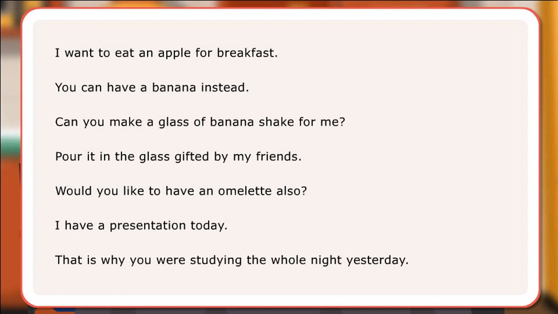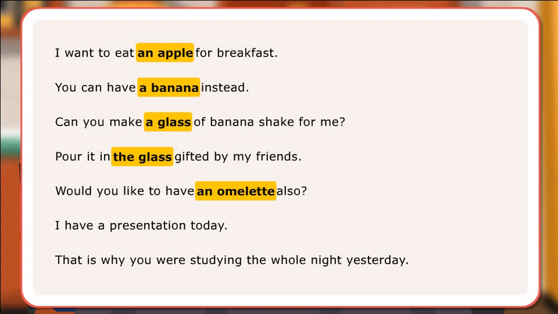I want to eat an apple for breakfast. You can have a banana instead. Can you make a glass of banana shake for me? Pour it in the glass gifted by my friends. Would you like to have an omelette also? I have a presentation today. That is why you were studying the whole night yesterday.